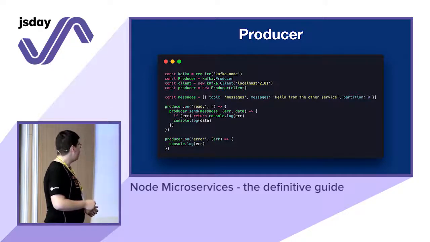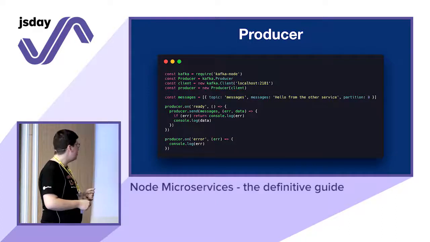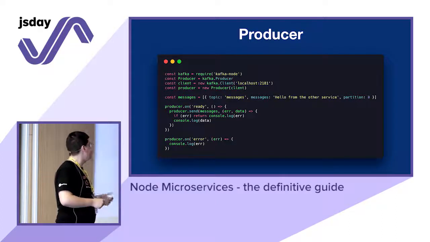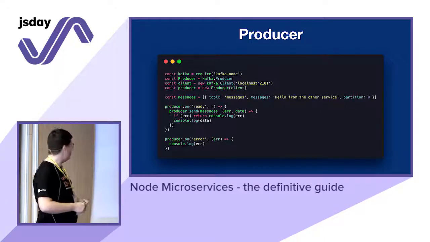It can be any string. And the message you want to send is this string. It can also be an object or an array or whatever you want to put. And you want to put this on partition 0. This is really not required, but let's say we want to put it on partition 0. So here we have a simple producer with an on-ready callback function.